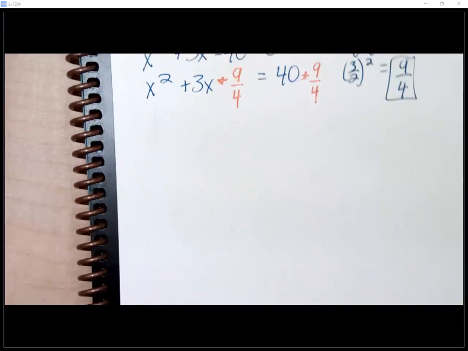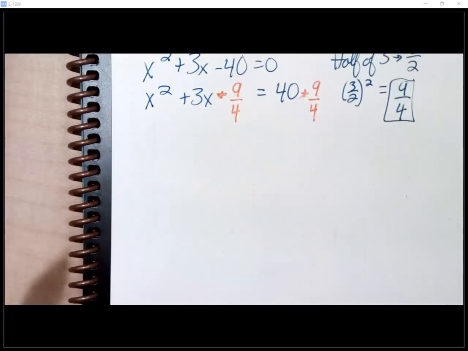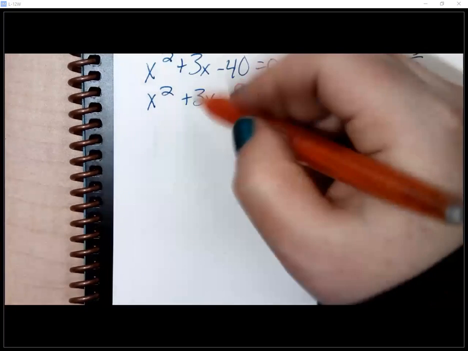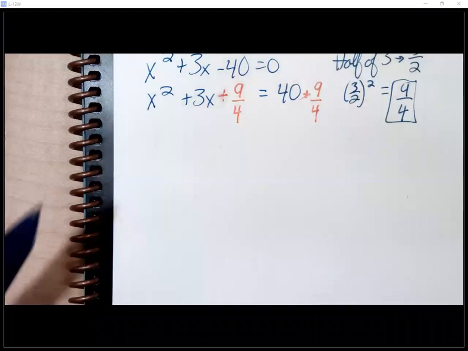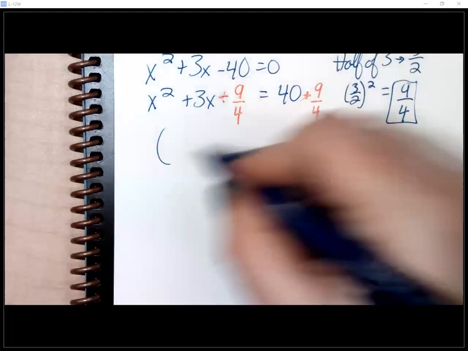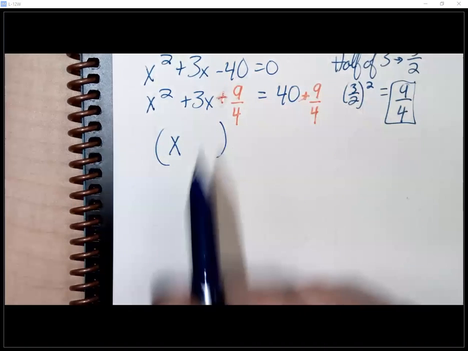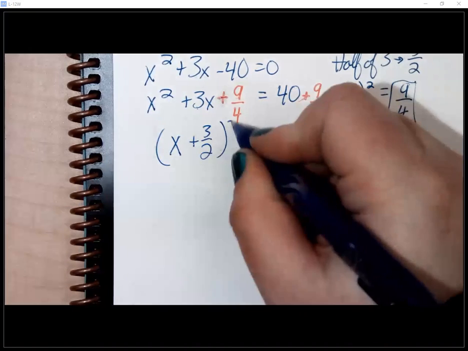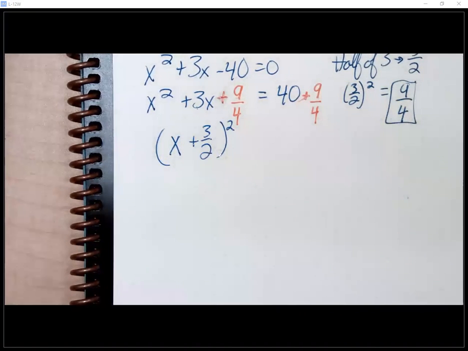So when you are doing this factoring thing, oh, my plus got smudged. Hold on. When you are trying to factor this left-hand side, it's always going to be x and then half of that number squared. That's how the perfect square trinomial business works. So that's not so bad, right?